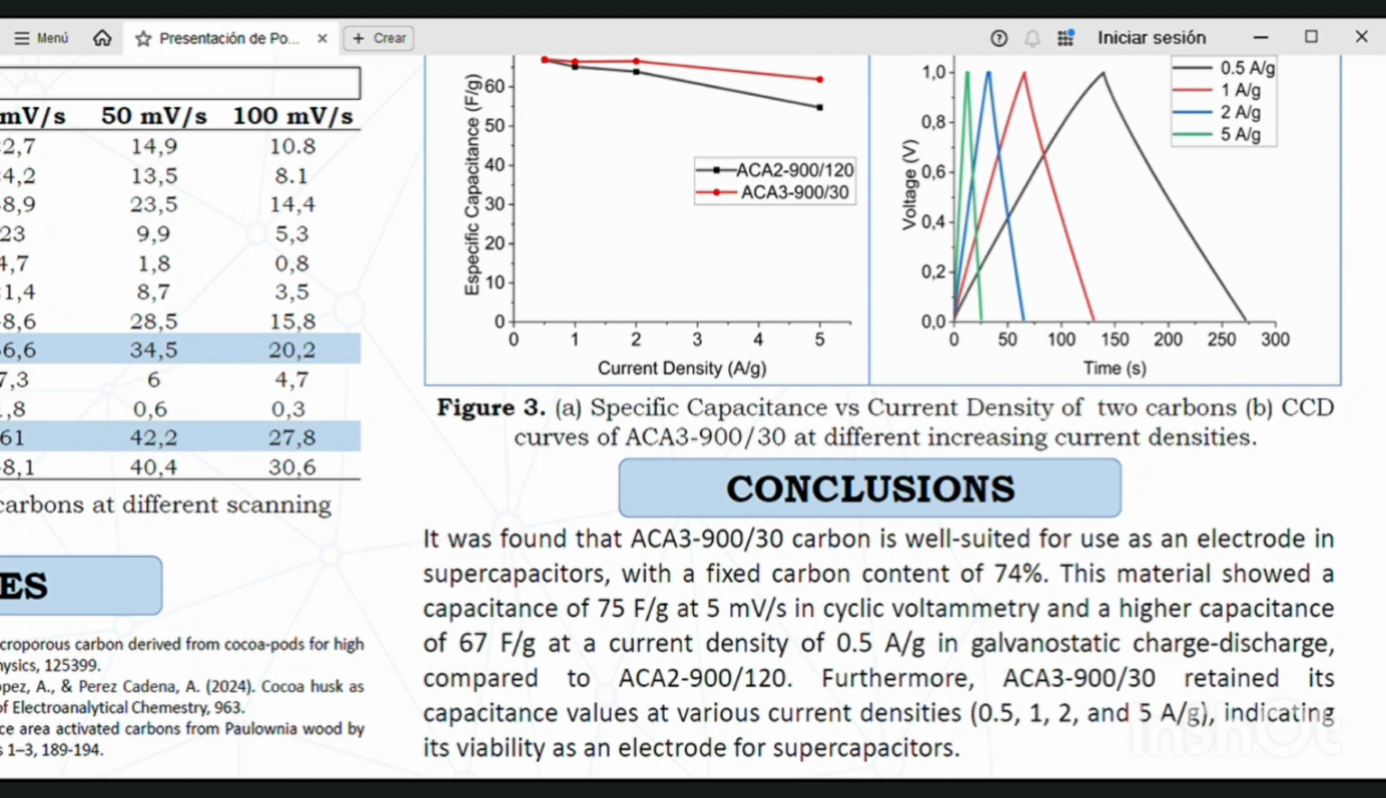Conclusion: it was found that ACA3 900-30 carbon is well suited for use as an electrode in supercapacitors, with a fixed carbon content of 74%. This material showed a capacitance of 75 farads per gram at 5 millivolts per second in cyclic voltammetry, and a higher capacitance of 67 farads per gram at a current density of 0.5 amperes per gram in galvanostatic charge and discharge compared to ACA2 900 to 120. Furthermore, ACA3 900 to 30 retained its capacitance values at various current densities, indicating its viability as an electrode for supercapacitors.